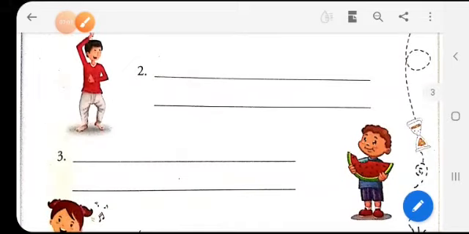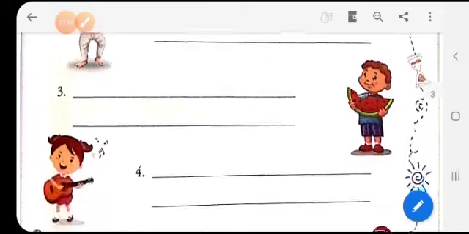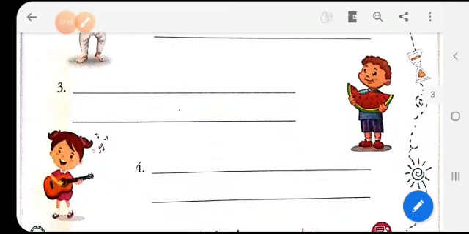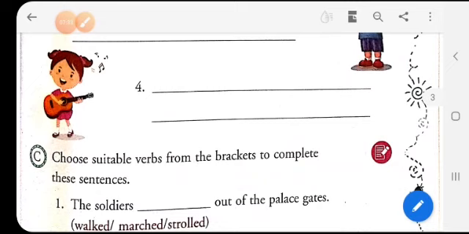Let's see the next one. Here a boy is dancing. So you can write he is dancing, and dancing is the verb that is used over here. So in the third sentence, it is the boy is eating a watermelon. So the verb used here is eating. Then the girl is playing the guitar. So the verb will be playing.